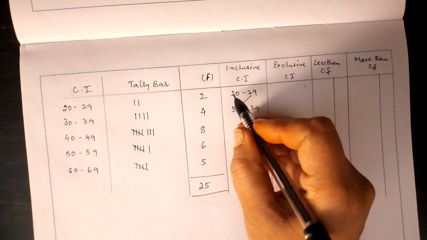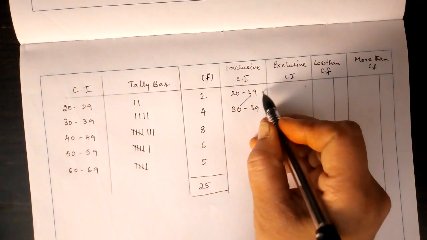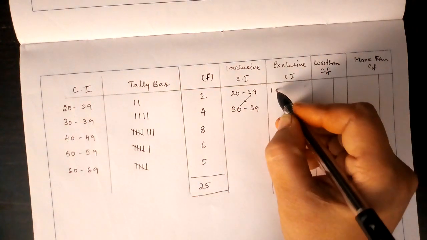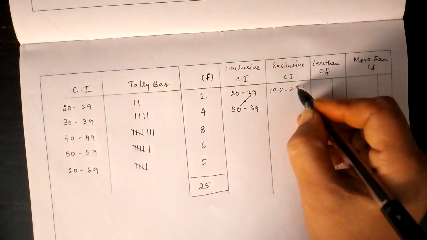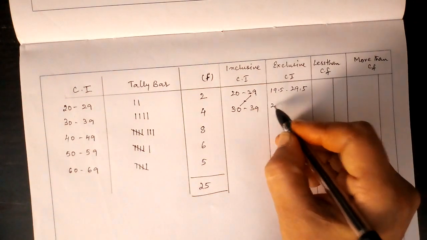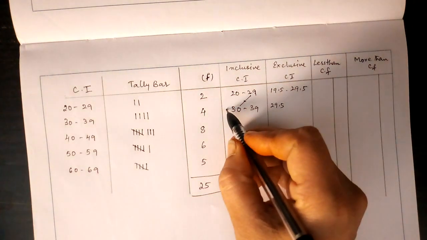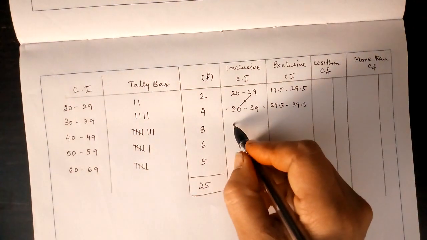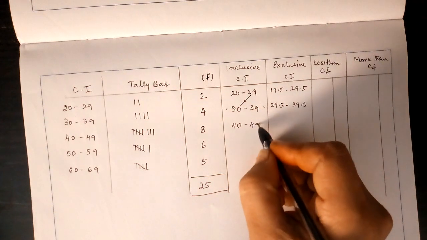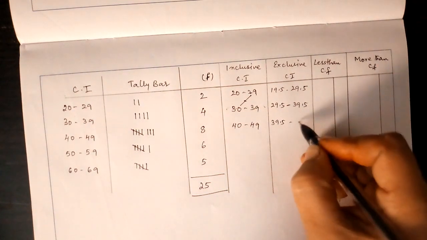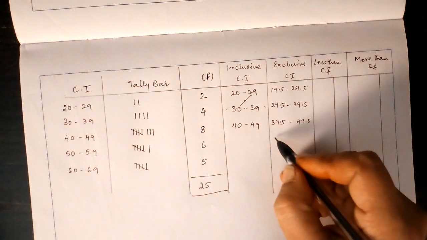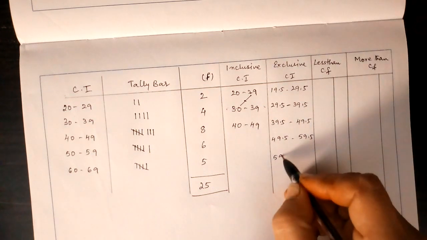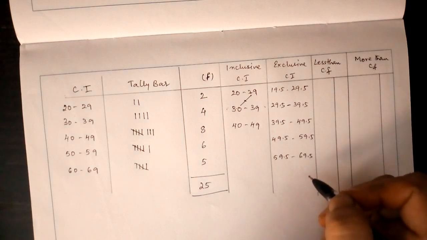So that 0.5 we have to subtract from this and add to this because we have to find a value midway between these two. So here you will get 19.5 to 29.5. Here it will be 29.5 because we have to subtract here and we have to add here to 39.5. This is 40 to 49. So this will become 39.5 to 49.5. And here it will be 49.5 to 59.5 and 59.5 to 69.5.